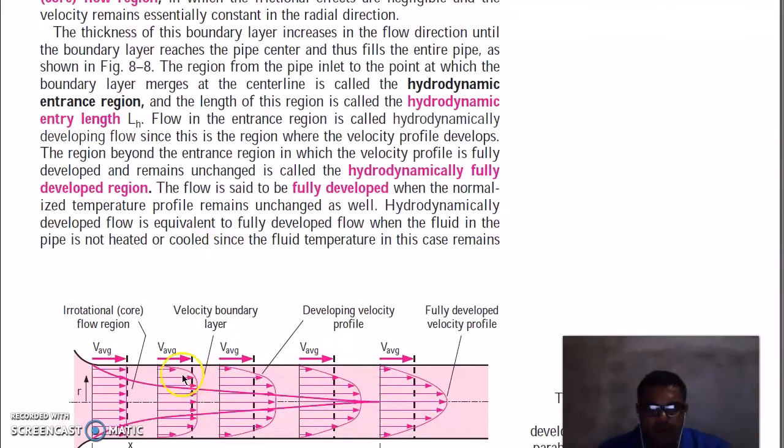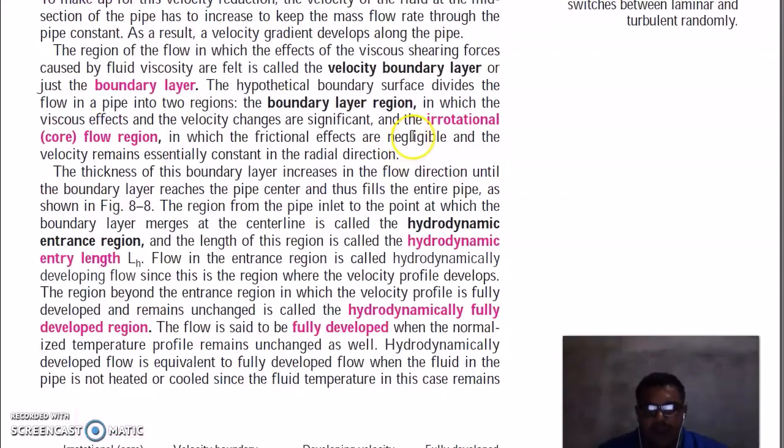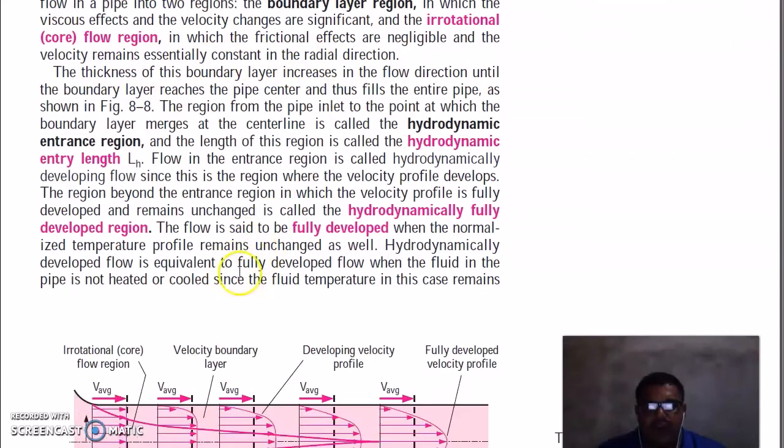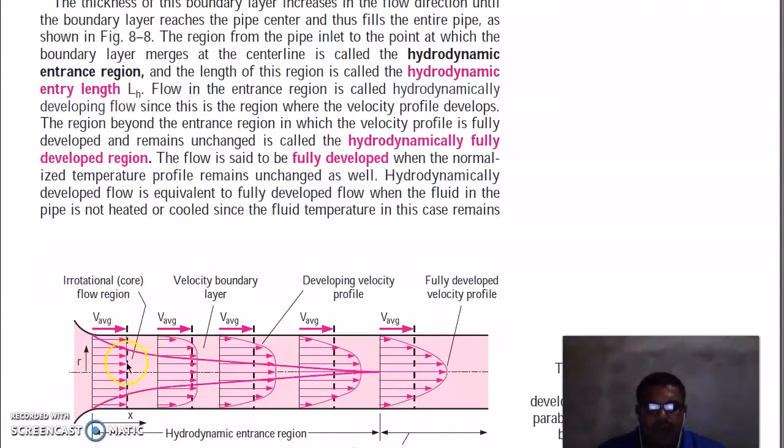The region in which the effect of viscous forces is visible is called the velocity boundary layer. And this region is called the irrotational flow region, in which friction effects are negligible and the velocity remains essentially constant in the radial direction. So this is called the irrotational core region, in which the velocity is constant and friction effects are negligible. In this region you can see velocity is almost constant. So this is your irrotational core flow region.